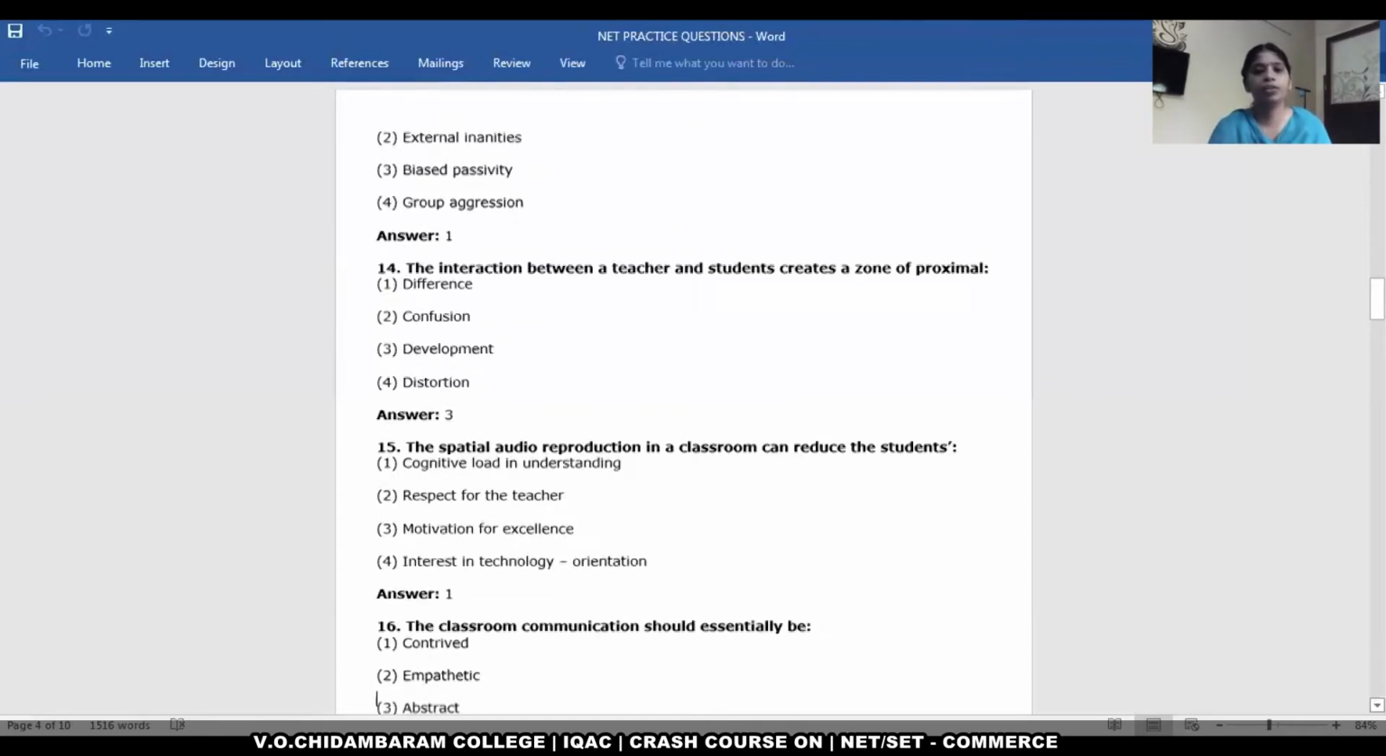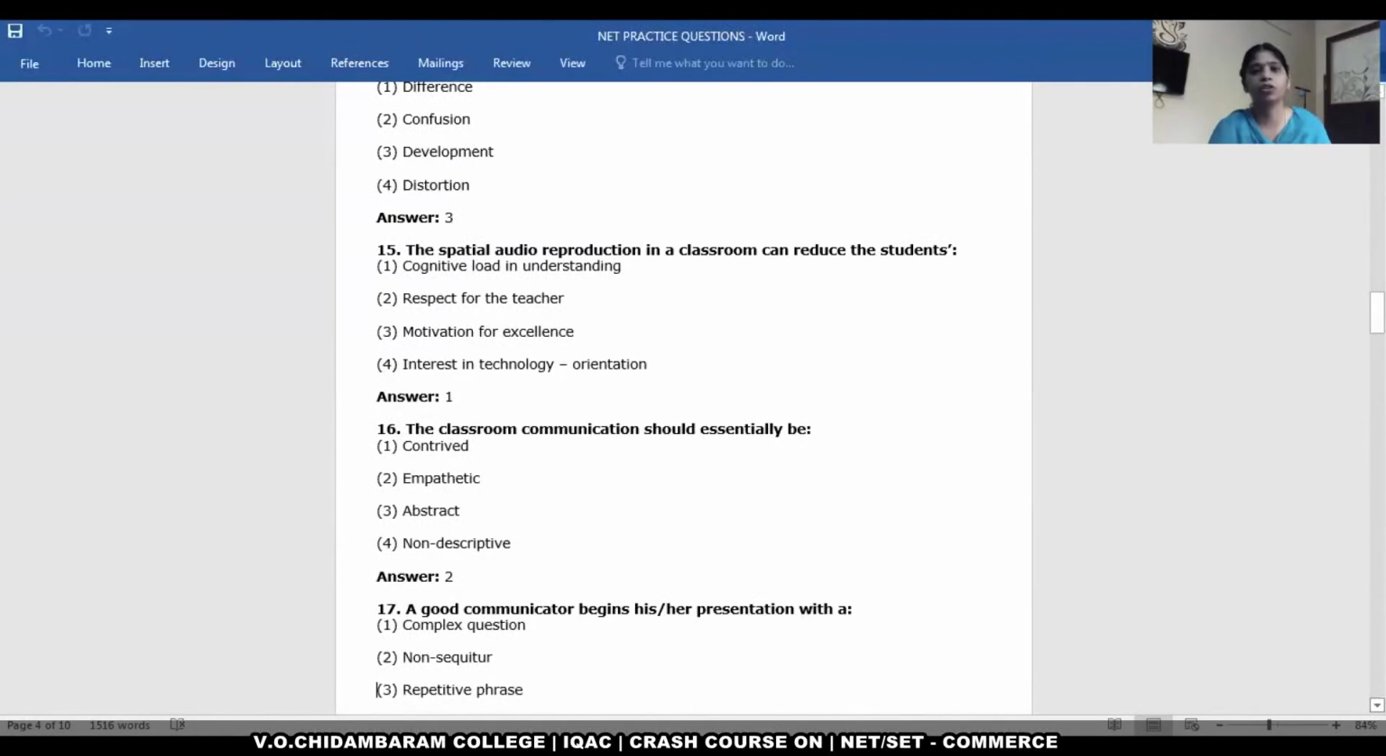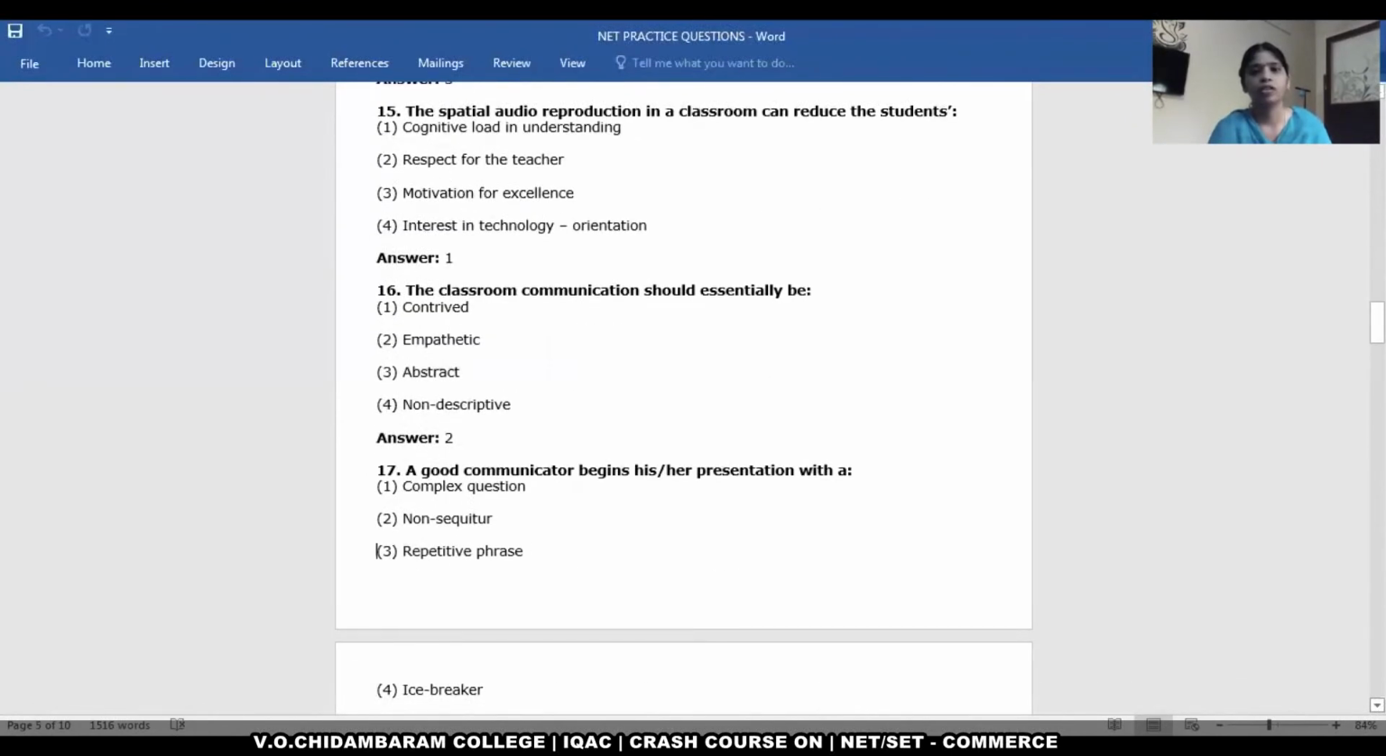And then the spatial audio reproduction in a classroom can reduce the students. The spatial audio reproduction is the sound, some unnecessary sound in a classroom, can reduce.